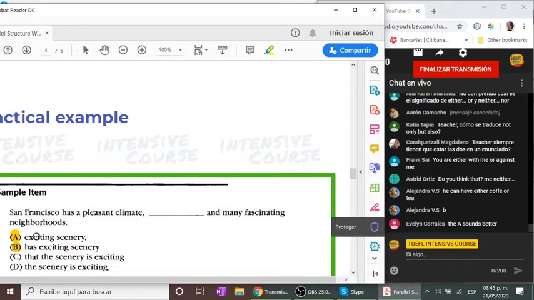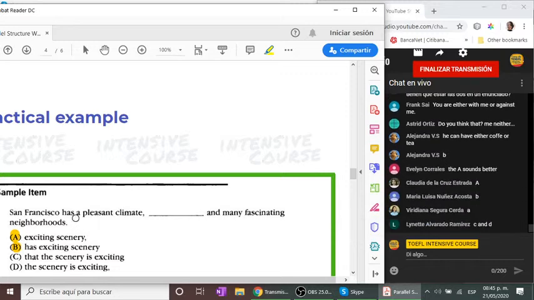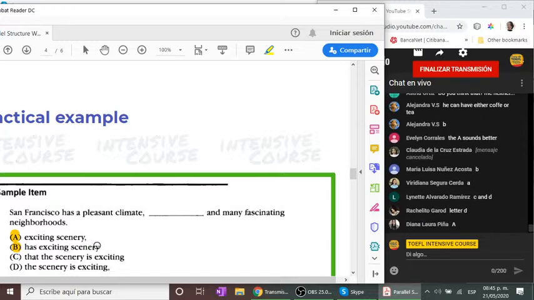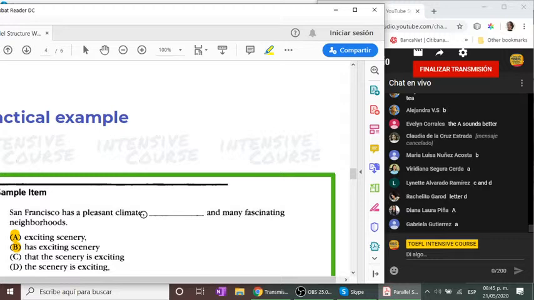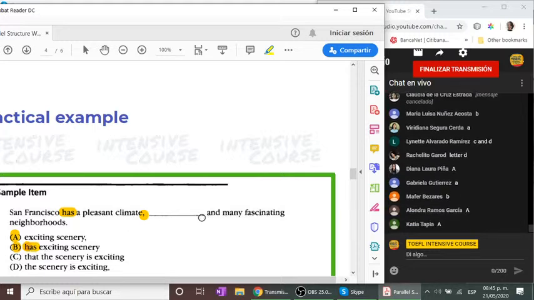Why? Ask yourself about B. What I would say is, why do we put the word has? Do we need the word has in there? We don't. It's extra. Because look at the comma. San Francisco has a pleasant climate, exciting scenery, and many fascinating neighborhoods. Can you hear how it makes sense and it's very cohesive? Yeah, totally. Okay.